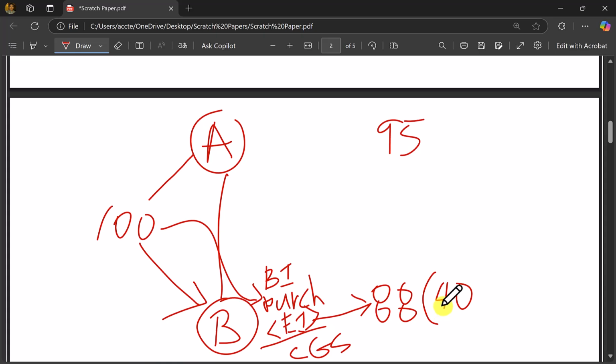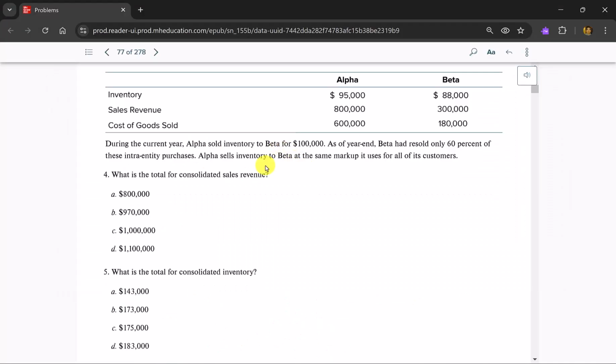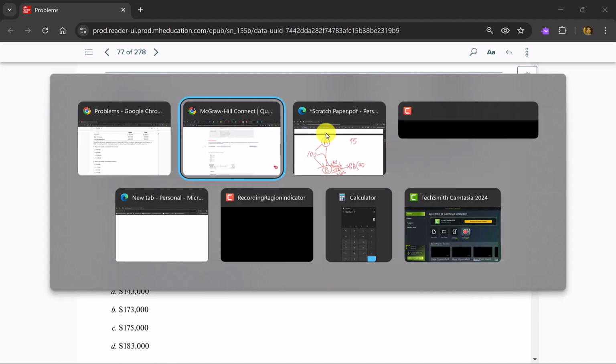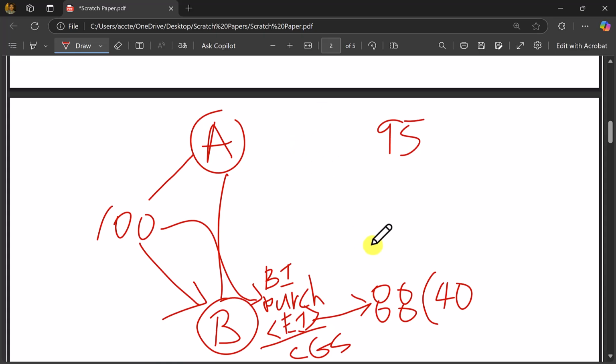So how much did Alpha mark up that merchandise it owned and sold it to Beta? Again, we got to look at the facts given to us here. Alpha sells inventory to Beta at the same markup it sells to all its customers. In other words, Alpha here sold 800,000 and it cost them, Alpha, 600,000. So it made a profit of 200,000. And included again in that 800 is the 100 sold to Beta. So we need to figure out how much they marked up, how much profit they made on that 100,000. So we got to get that ratio, that gross profit percentage. So let's calculate that out. Let's go down here.